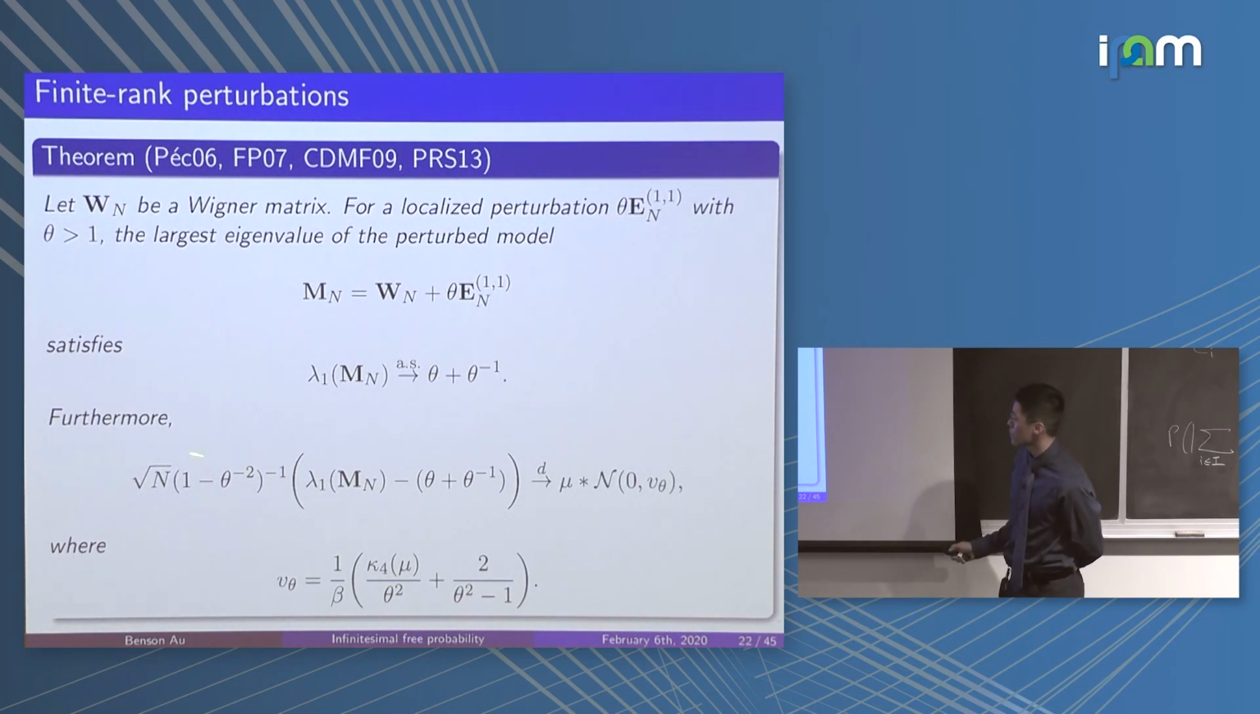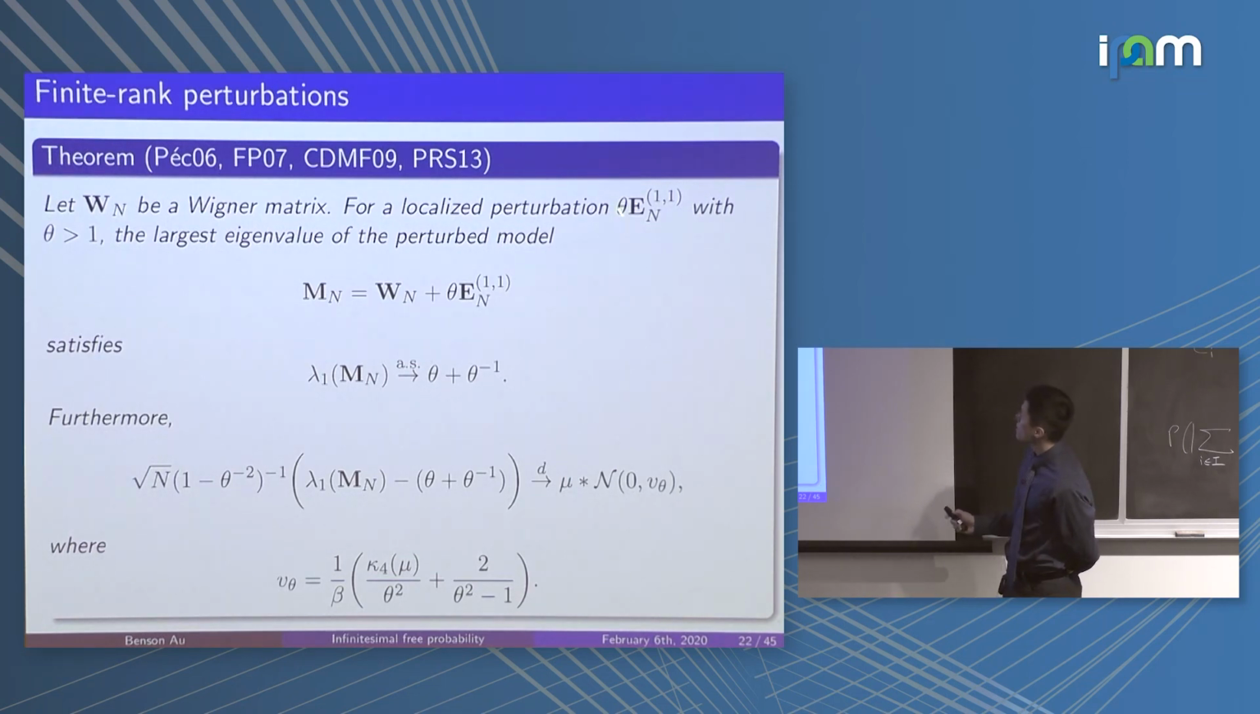And the distribution of your fluctuations will be this convolution, where this is a normal distribution, and the variance is given by this formula here. So this beta is coming back again, depending on whether or not your matrix is real symmetric or complex Hermitian. And I need to know the fourth cumulant of one of my matrix entries. Okay, so this is a highly non-universal result. The result actually depends on the particular distribution of your matrix entries.